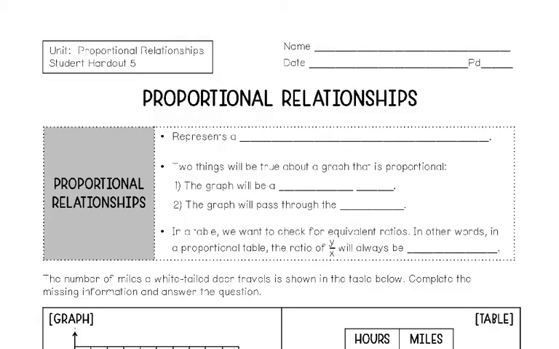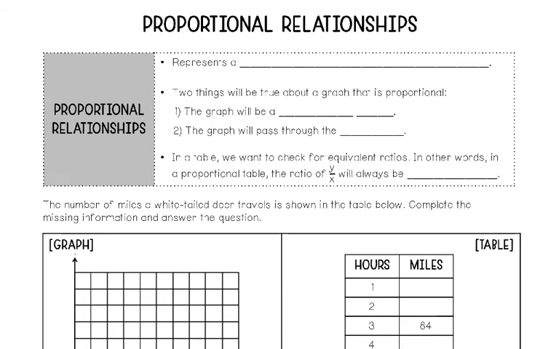So far, we've looked at proportionality in equations. We've looked at proportional relationships in tables. We've looked at proportional relationships in graphs. So let's go ahead and review what we know so far. So let's start with the review.